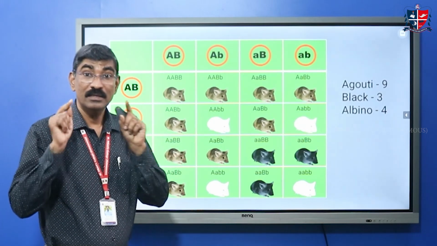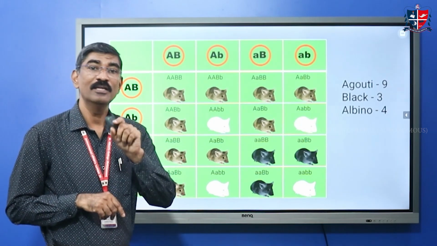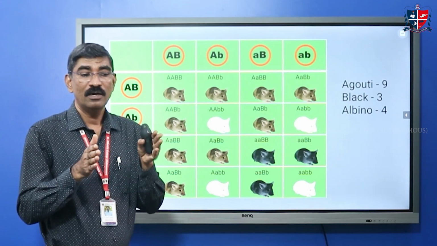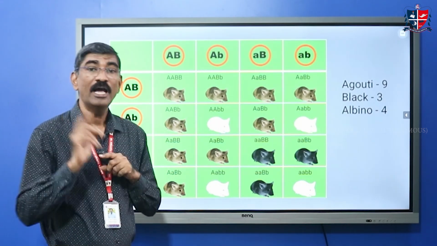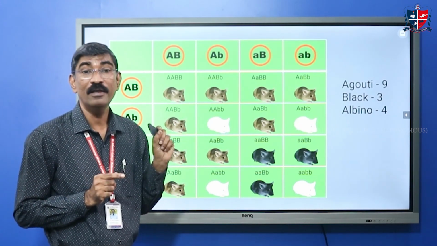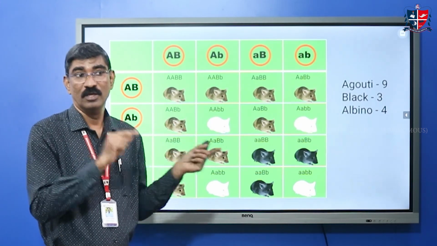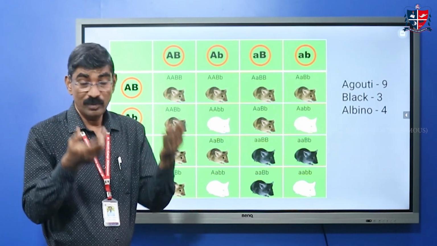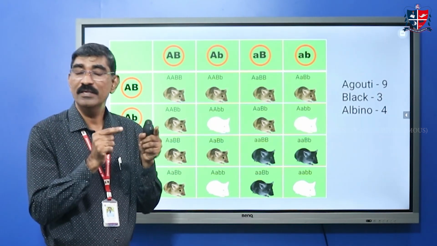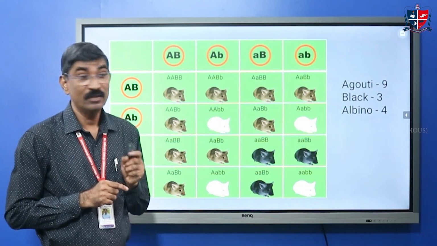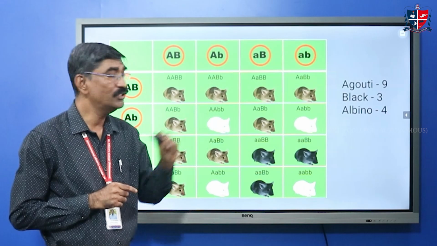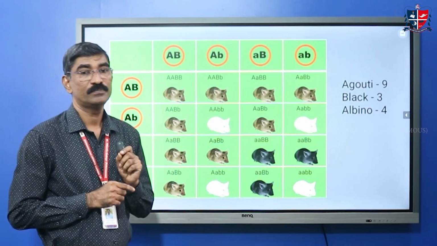Then the second 3 in the dihybrid cross is where the first gene will be recessive and the second gene will be dominant. So if the second gene is dominant and the first gene is recessive, second gene dominant means A will be expressed and that A is in recessive condition. So if A is recessive, the color will be black. So the second 3 here is black and the ratio is 3.